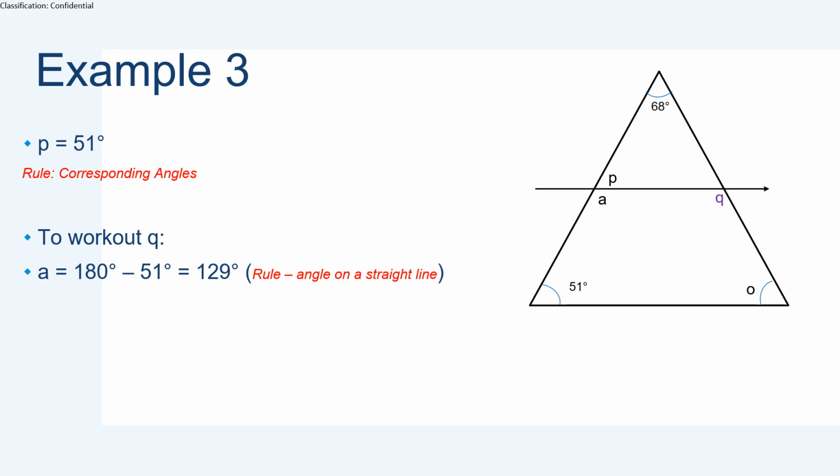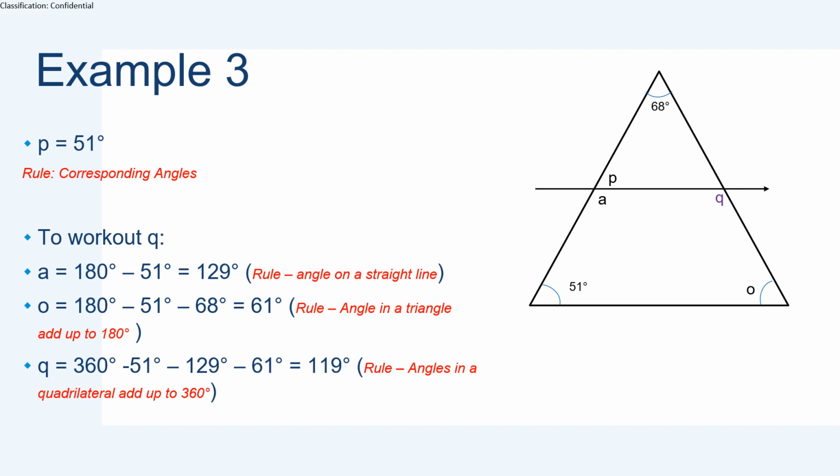Now for O, I need to add up my angles, as angles in a triangle add up to 180 degrees. Add the angles and subtract it from 180 degrees. Now it is very much easier for me to find the angle Q. And here I'll take my rule of the quadrilateral, which says that the angles add up to 360 degrees.